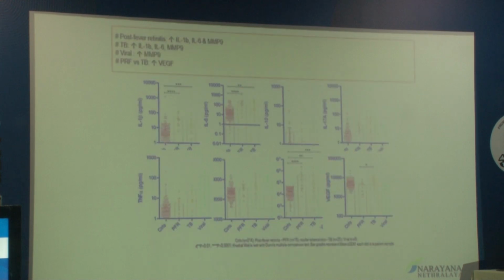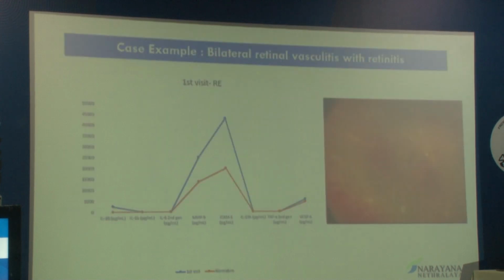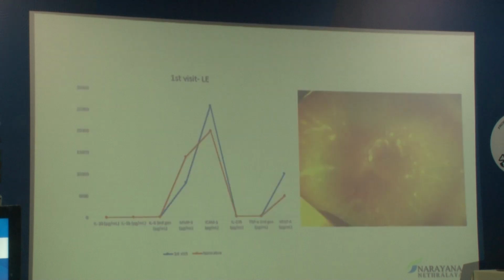Post-fever retinitis had high levels of IL-1 beta, IL-6 and MMP9, and viral cases had mostly significantly high MMP9 levels. In comparison with tubercular entities, post-fever retinitis had higher VEGF levels. This is a case example of bilateral retinal vasculitis with retinitis. The patient had high levels of MMP9 and sICAM along with VEGF in both eyes, which you can see here. After treatment, these levels were significantly reduced.